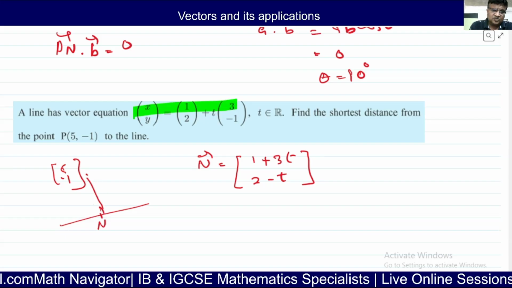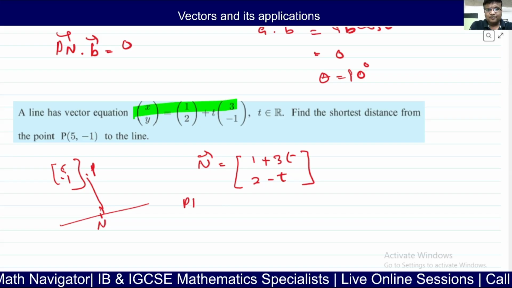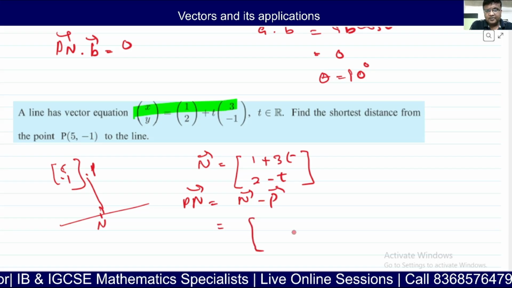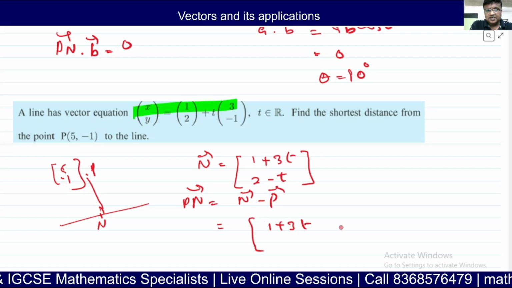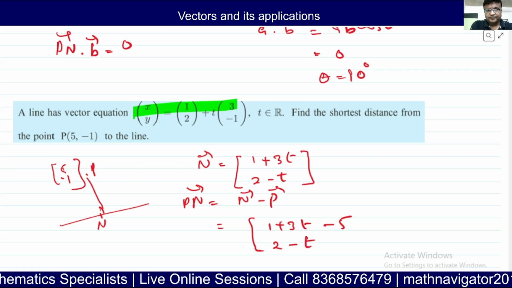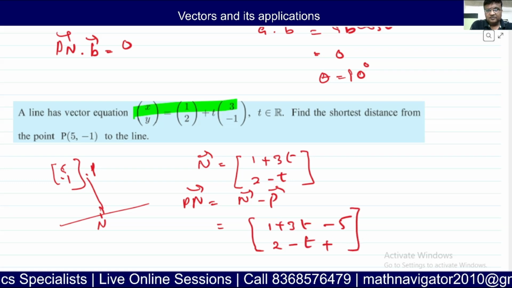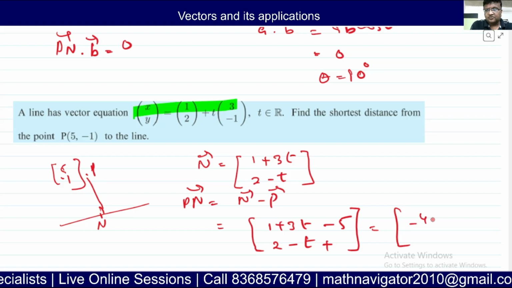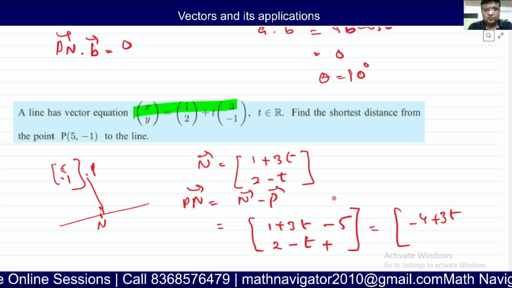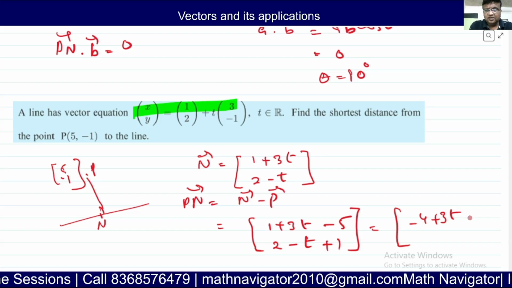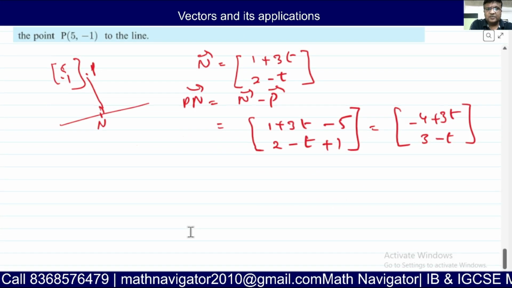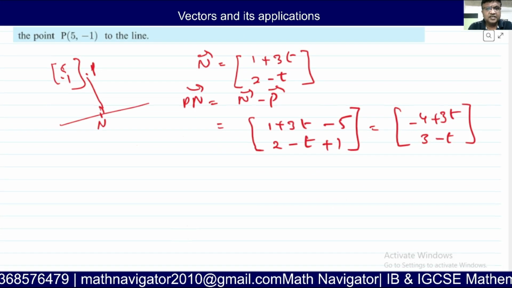So if I want to find this vector PN, this is P, so vector PN is equal to vector N minus vector P. So this will be (1 plus 3t negative 5, 2 negative t plus 1), which is (negative 4 plus 3t, 2 minus t plus 1). So this will be (negative 4 plus 3t, 3 negative t). This is a general point on the line. This is basically my vector PN.